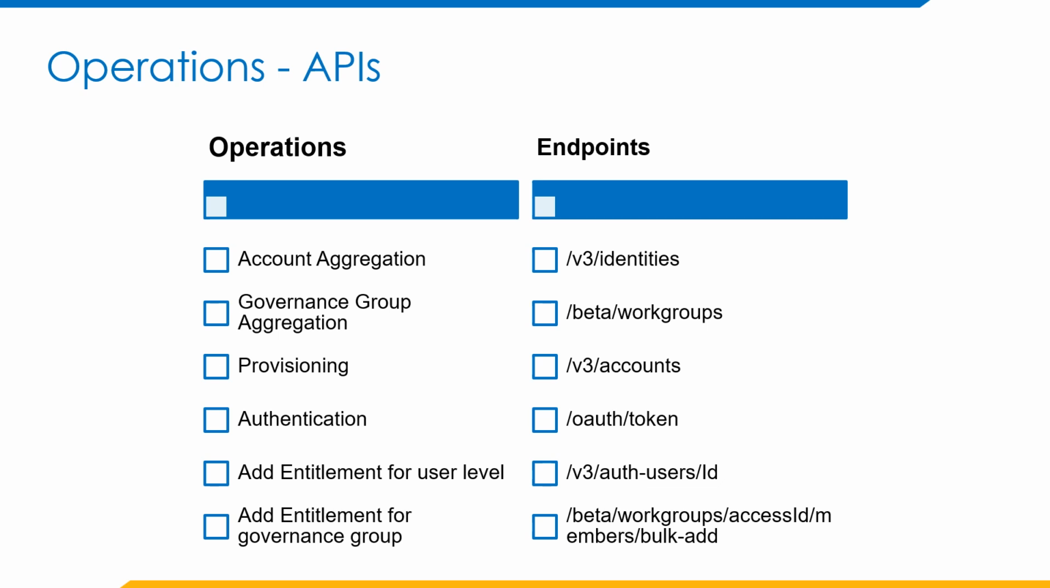Now let's understand the endpoints used for each HTTP operation. All the endpoints that I have used are available in Identity Security Cloud v3 or beta APIs. For account aggregation, the identities endpoint. For governance group aggregation, the workgroups endpoint. For provisioning, the accounts endpoint. For authentication, the OAuth token endpoint. For add entitlements of user levels, the auth users endpoint. And for add entitlements of governance group, the workgroups endpoint is used.